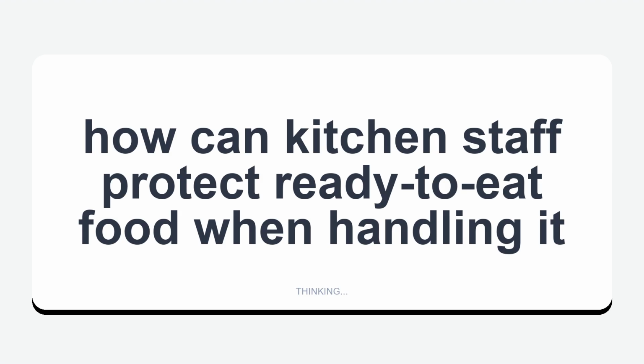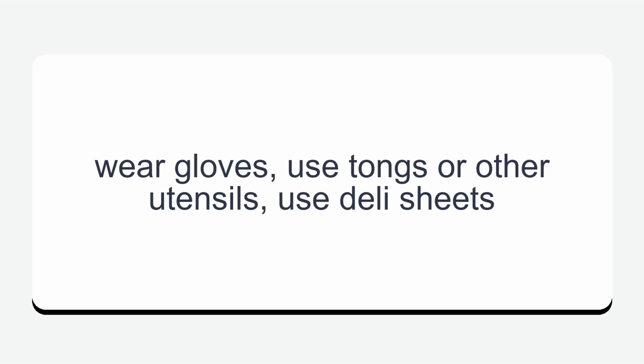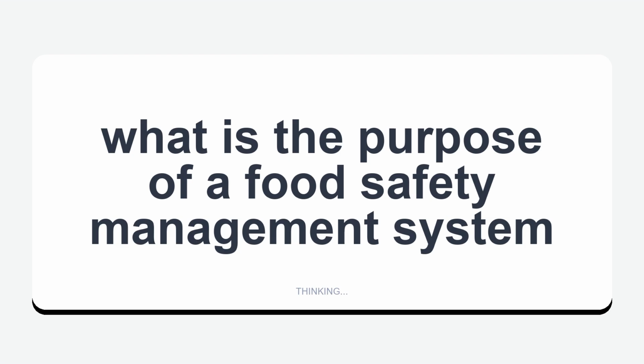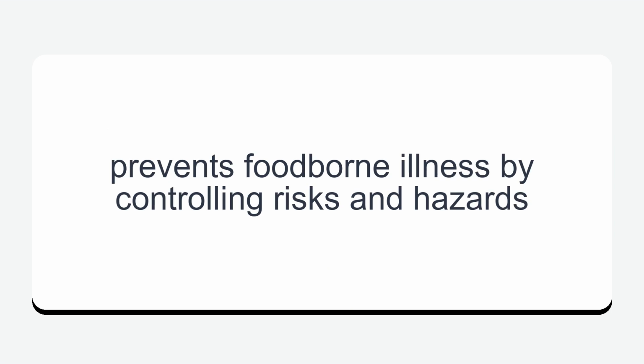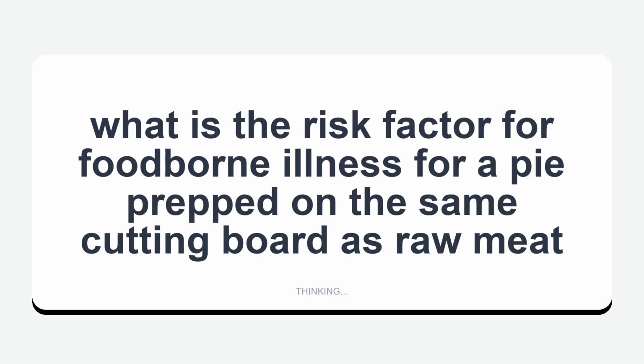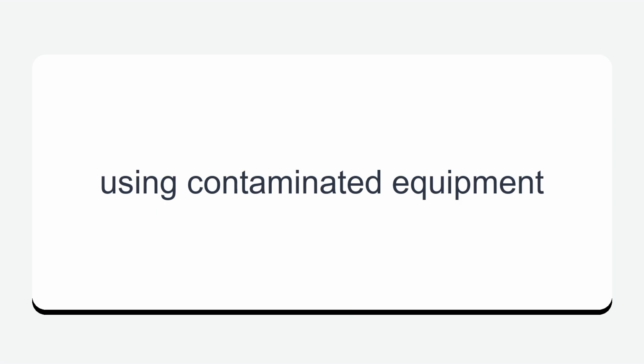How can kitchen staff protect ready-to-eat food when handling it? Wear gloves, use tongs or other utensils, use deli sheets. What is the purpose of a food safety management system? Prevents foodborne illness by controlling risks and hazards. What is the risk factor for foodborne illness for a pie prepped on the same cutting board as raw meat? Using contaminated equipment.